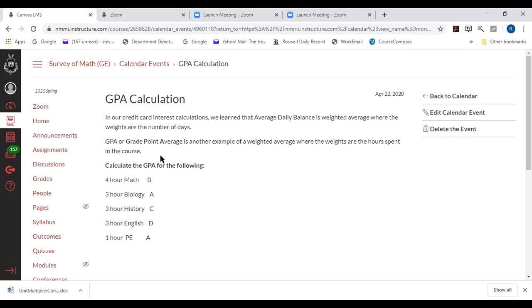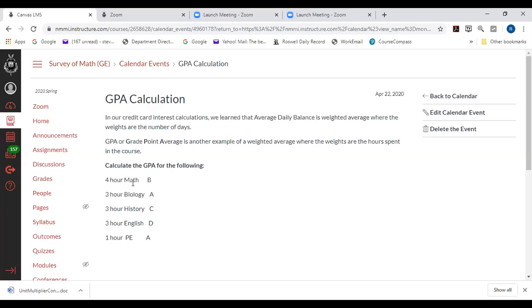Now, right here, the weights are actually going to be hours. Okay. This is an example situation where we have somebody taking a 4-hour math class. A lot of the math classes at NIMI are that way. For example, calculus meets 4 of the 5 days. We only meet Monday, Wednesday, Friday, so our math class would be a 3-hour math class. But calculus, pre-calculus, and a lot of the science courses are 4-hour classes.